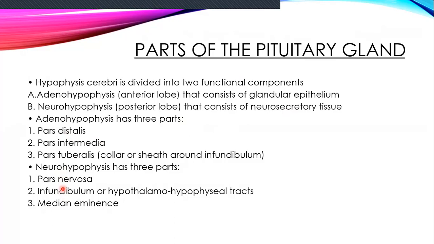The infundibulum has a tract known as the hypothalamo-hypophyseal tract. So you can know those axons. They are axons whose cell bodies lie in the hypothalamus. That tract originates from the hypothalamus and terminates in the neurohypophysis. So it is the hypothalamo-hypophyseal tract. Please remember these parts, each of the parts.